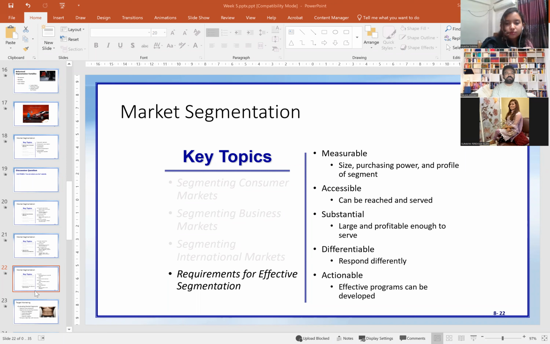Segmentation is differentiable. Okay, they should be responding differently. Obviously, the segments that you are differentiating, the way you are separating them, should definitely have different responses. And this response means their reaction to your product, how they react to your product. That is important.